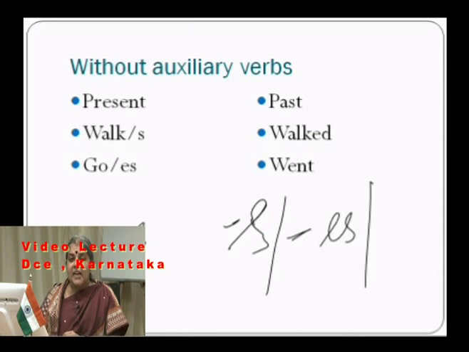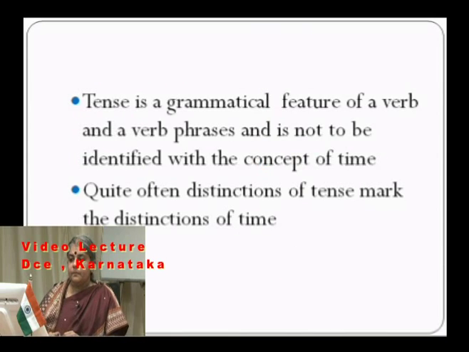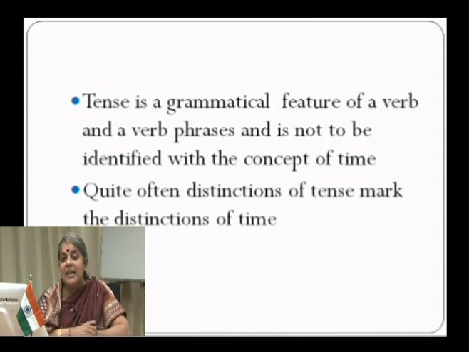Auxiliary verbಿನ ಸಹಾಯವಿಲ್ಲದೆ ಇರುವ ಕ್ರಿಯಾಪದಗಳು. Walk in present tense could be said as walk or walks. You have an addition of an s or an es as suffix. In the past, it becomes what? Walked. These are regular verbs. Go becomes goes, es, and in the past tense, it becomes what? Went.